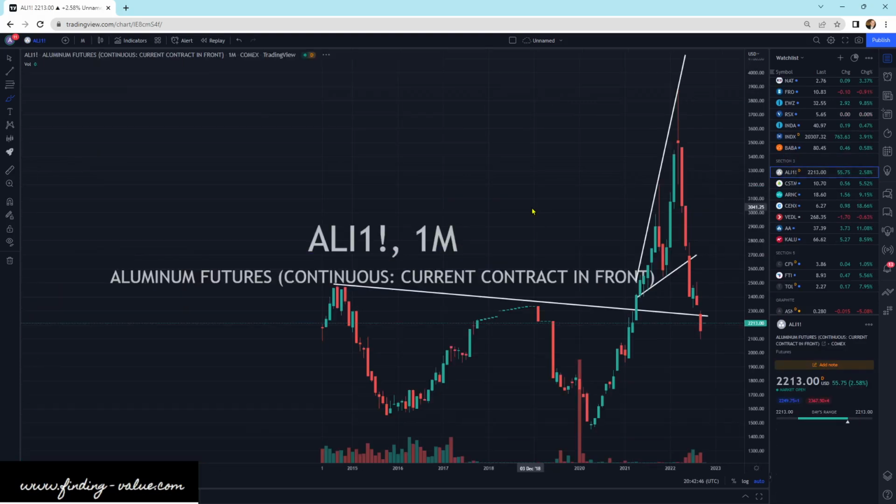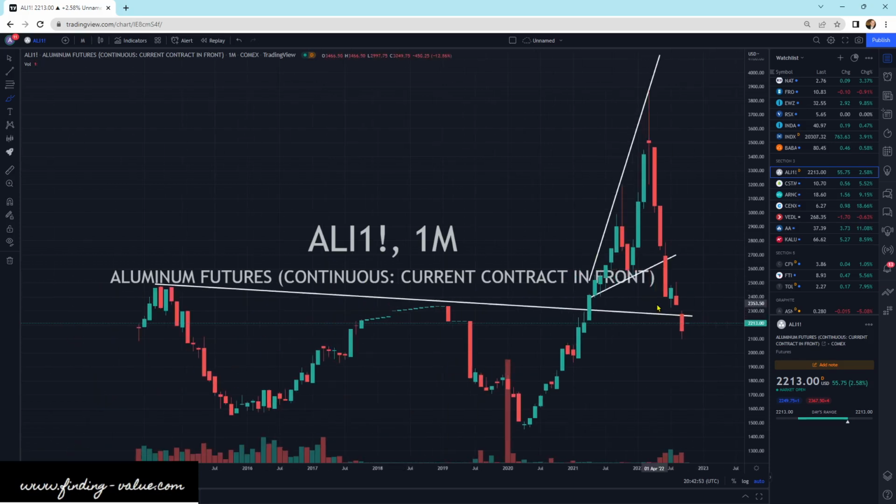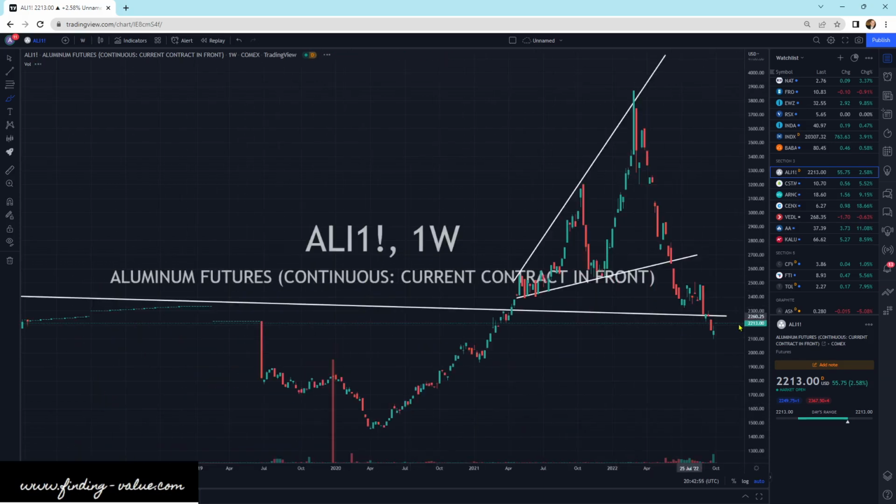Scrolling to aluminum. Aluminum is ultra volatile. We're at that support level. We'll see if this support level holds. But today, we were up a little bit, and we'll see if we can get some momentum and legs underneath us.